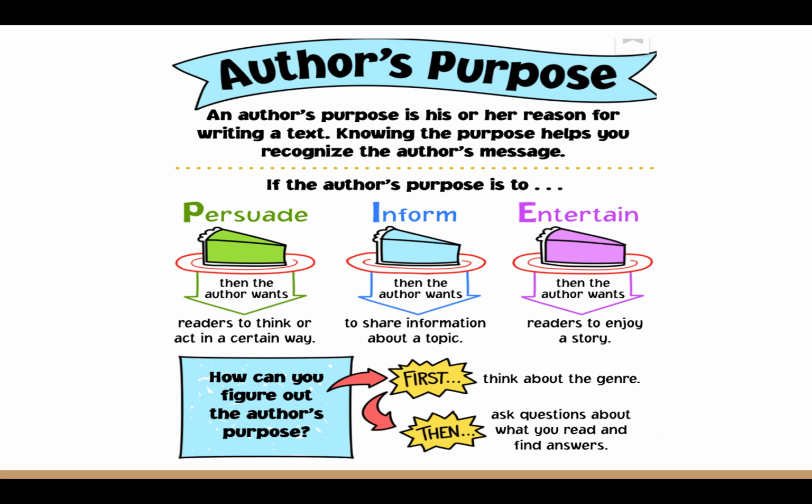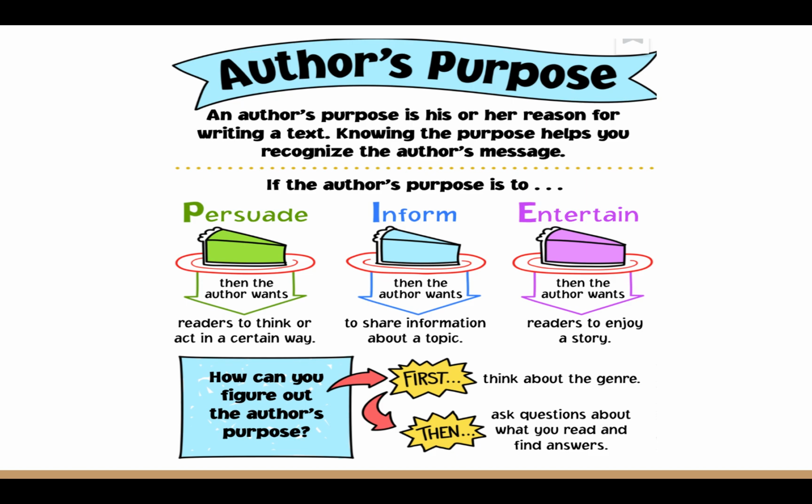Persuade means to convince the reader to think or act in a certain way. Inform is when the author wants to share information about a topic. Entertain is when the author wants the reader to enjoy the story, and typically it might be a silly type of story. One way that we can help identify the author's purpose is by thinking about the genre of the story.